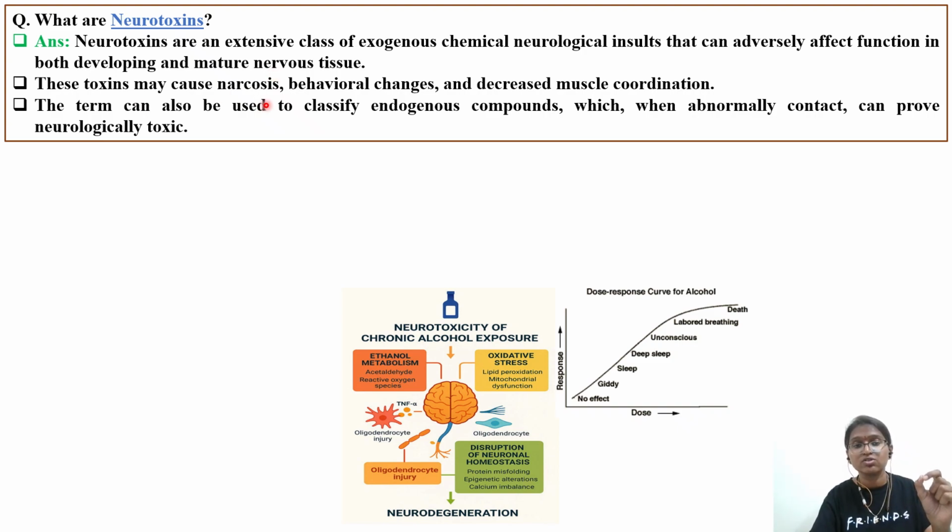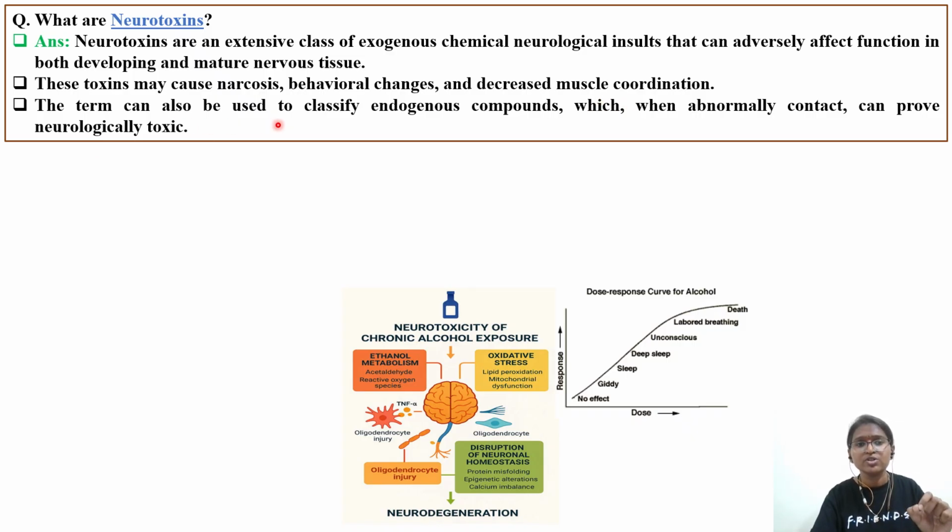These toxins may cause narcosis and behavioral changes. Some people are highly active, and there is decreased muscle coordination. They won't be able to walk. That is the reason you have many tests where they will be walking straight, or such kinds of tests will be done for people who have consumed alcohol, because they show decreased muscle coordination. They are unable to walk.